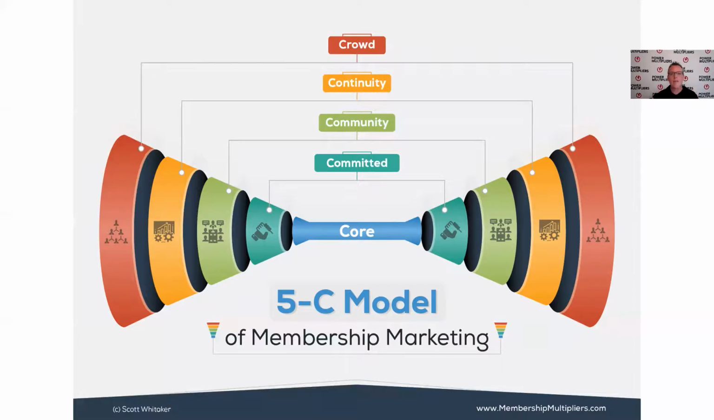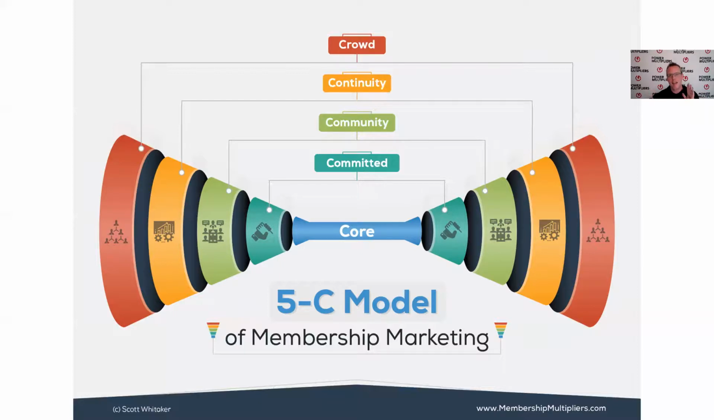So it happens through marketing. It happens by inviting them to upgrade their membership. It happens if you do events or webinars or online events, and all of a sudden they're becoming even more committed. These are the people who show up. These are the people who are actively involved in the membership.